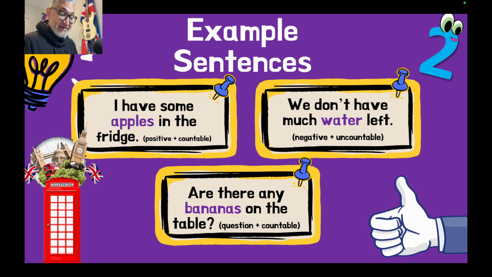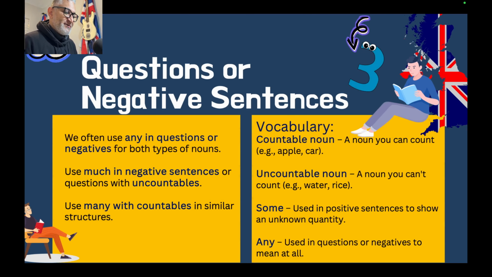Okay, the other sentence is a question. Are there any bananas on the table? Are there any, okay, bananas, that is plural, so it is a question and it is a countable noun. Banana can be the plural with the word bananas. Very good. So let's continue, guys, with questions or negative sentences.